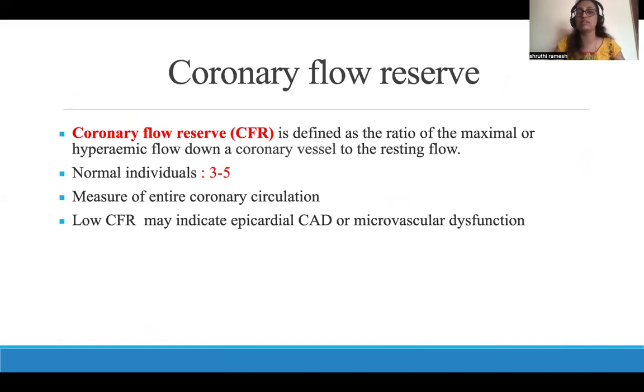This is defined as the ratio of the maximal or the hyperemic flow down a coronary vessel to the resting flow. In normal individuals, it's around 3 to 5, which means that whenever there is a demand, coronary flow can increase 3 to 5 times in order to meet the demand. It's a measure of the entire coronary circulation. Whereas whenever the coronary flow reserve falls below 2, it indicates epicardial coronary artery disease or microvascular dysfunction.